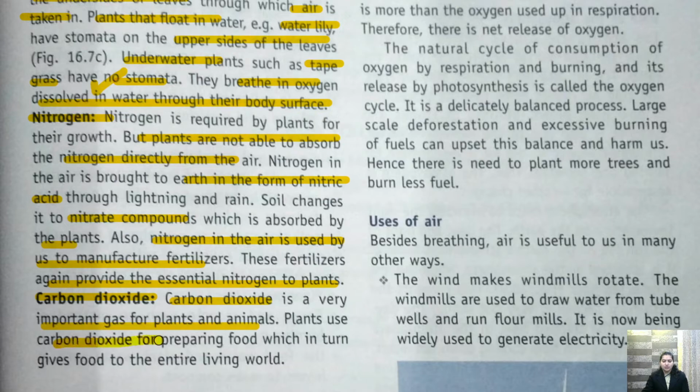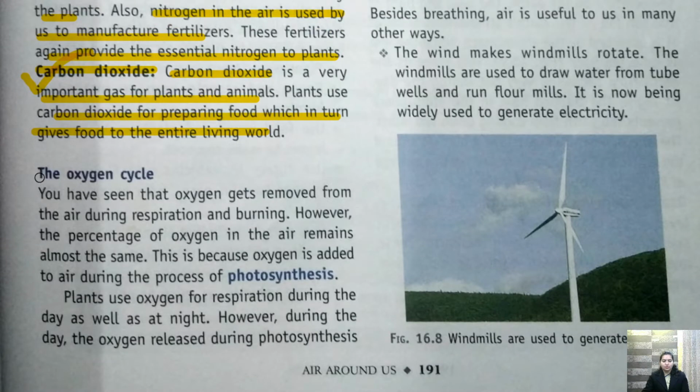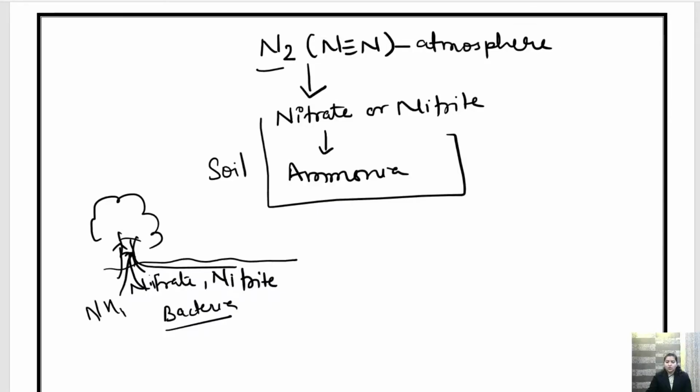Plants use carbon dioxide for preparing food, which in turn gives food to the entire living world. So carbon dioxide is also very important. Now children, coming on to the oxygen cycle. What is the oxygen cycle? Or in fact, what is any cycle if we talk about? So children, we know that we inhale oxygen, isn't it?